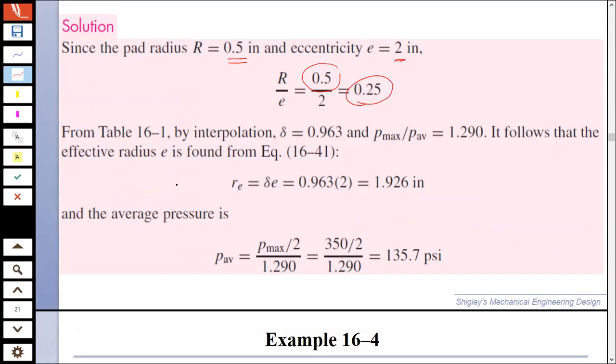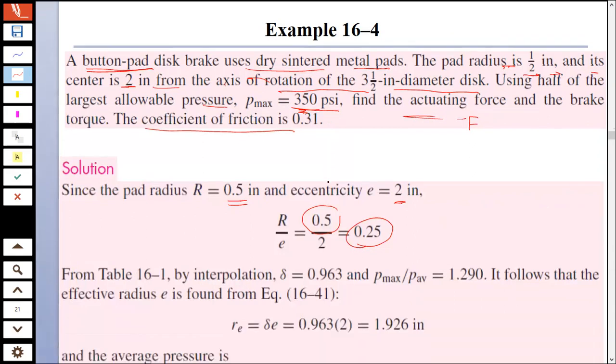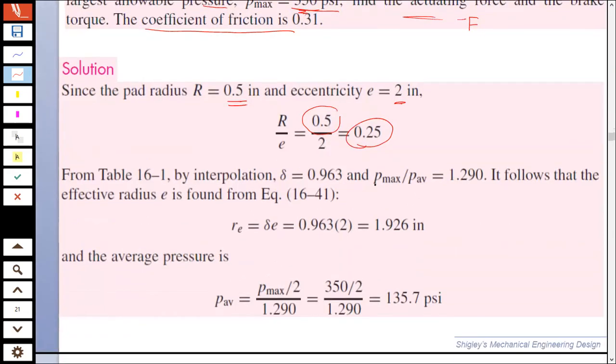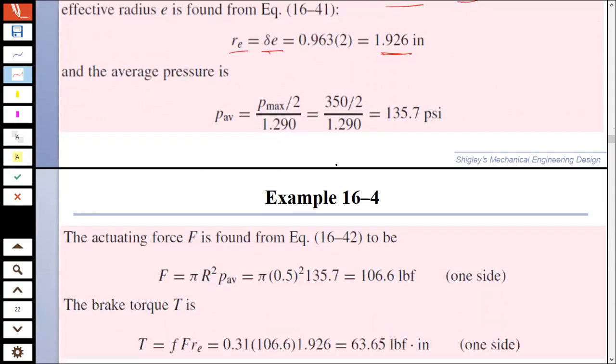From 16-1 you go ahead and find your R by E आपका कितना है, 0.25 है. ठीक है जी. तो 0.25 यहाँ पे कहीं आपकी वैल्यू होगी. ठीक है जी. So go ahead and find your value of delta. ठीक है जी. P max over P average मालूम करें, and follows that RE जो है that will be equal to delta times E, that is your RE, the effective, the equivalent radius, और P average भी आपको पता चल जाएगा यहाँ पे because you know the value.